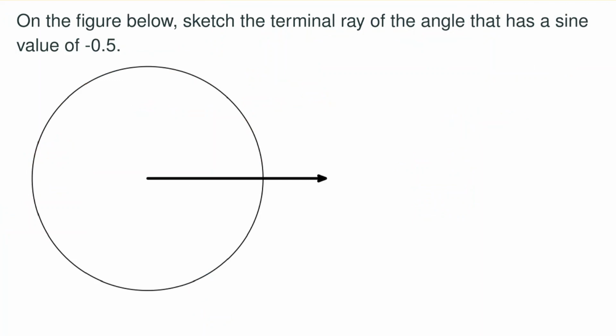On the figure below, sketch the terminal ray of the angle that has a sine value of negative 0.5. So first, let's review what sine theta and cosine theta represent. Sine theta, so the first input is the angle theta. The input can be thought of as the angle theta, which is this angle right here.